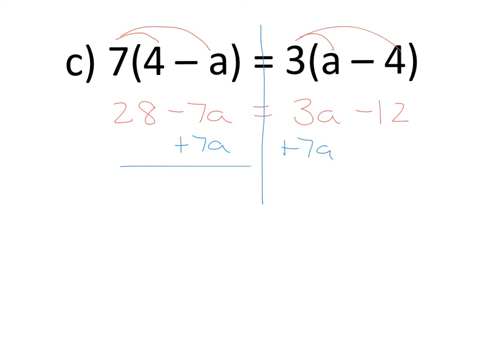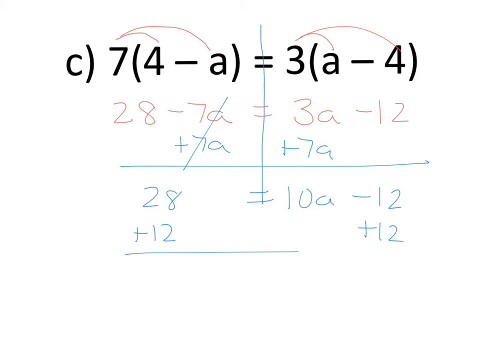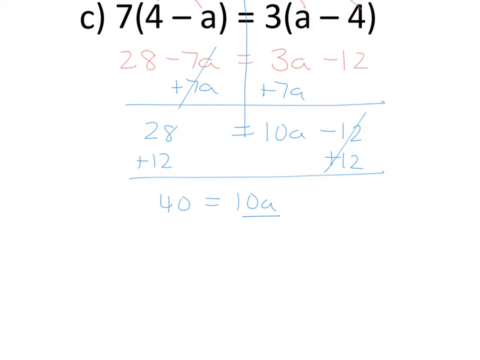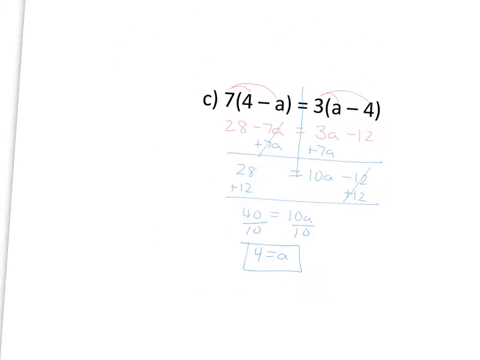I will always move my variables first. Part of that is just because of how I was taught. So 28 will equal 10a minus 12. Now add the 12 to both sides. So that cancels, and I end up with 40 equals 10a. So now I'm going to divide both sides by 10, and I'm going to get 4 equals a. Again, you must show work for full credit on all tests and quizzes, and that includes homework too.